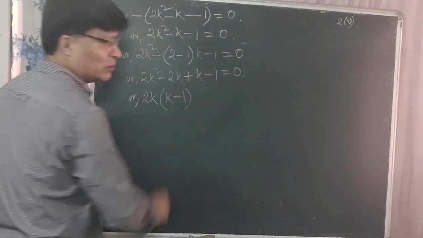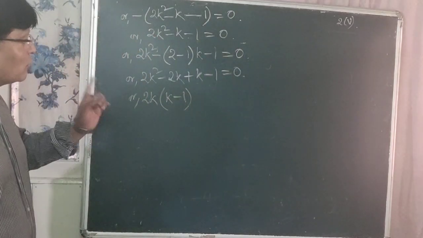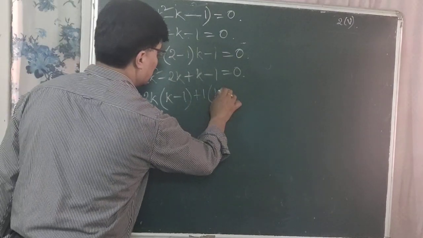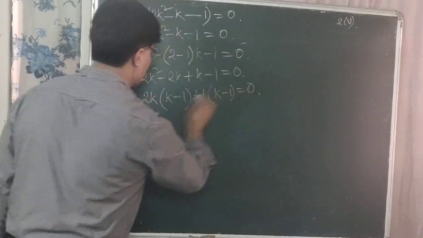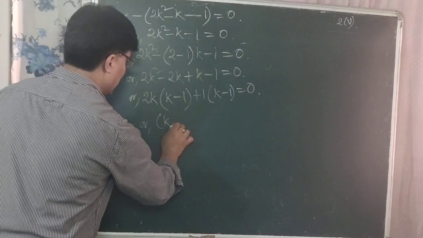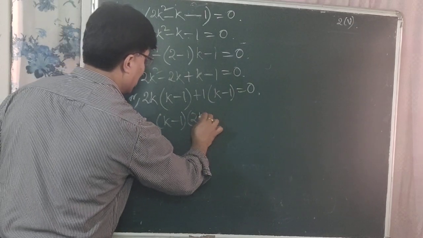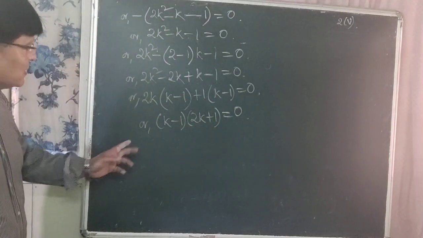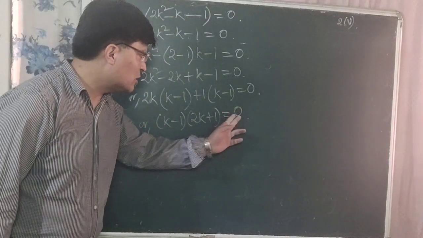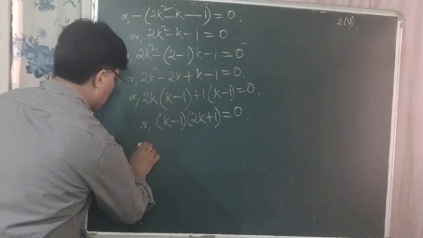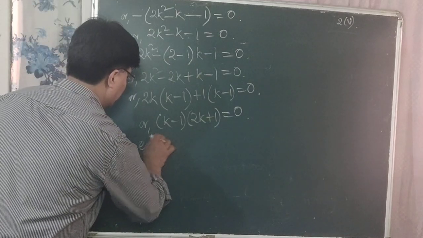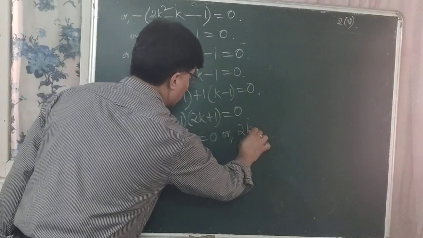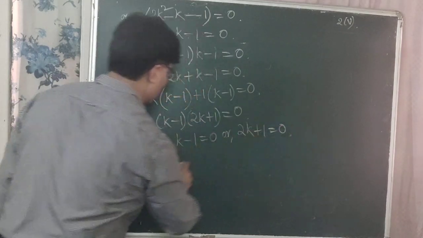So there is no common here. If there is no common, then take 1 as common, plus 1. So within bracket k minus 1 is equal to 0, or k minus 1 into 2k plus 1 is equal to 0. It means that either first factor is equal to 0 or second factor is equal to 0. So either k minus 1 is equal to 0 or 2k plus 1 is equal to 0.